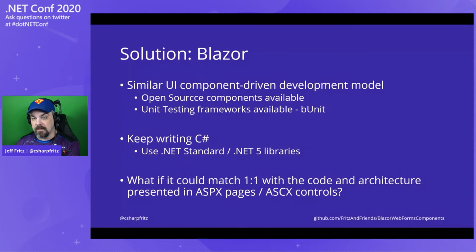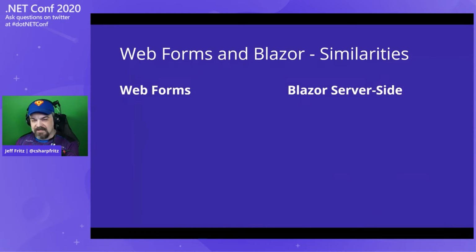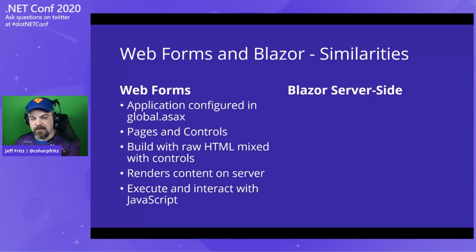There's an opportunity there. So let's talk about the similarities between web forms and Blazor. Let's dig in just a little bit further, peel back the hood here and start throwing some wrenches and see what's underneath there. In web forms, applications are configured in your global ASAX file. You have pages and controls. You build with raw HTML mixed with controls, render content on the server, execute and interact with JavaScript.